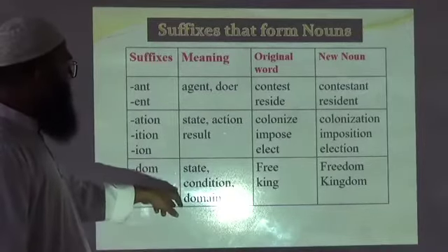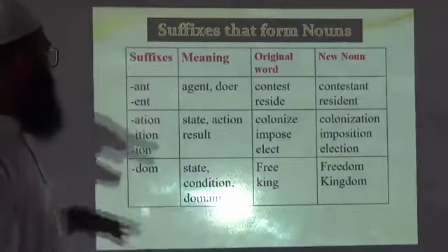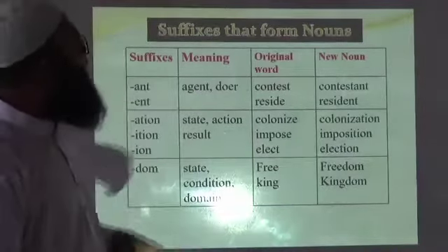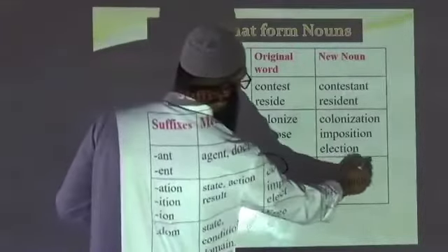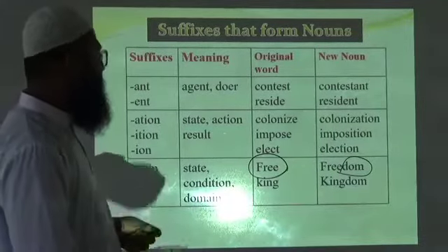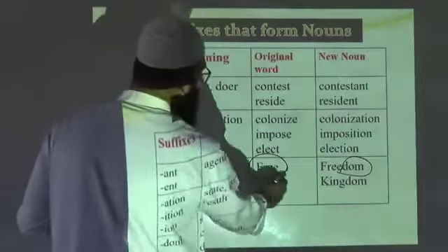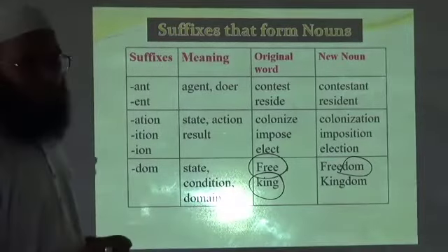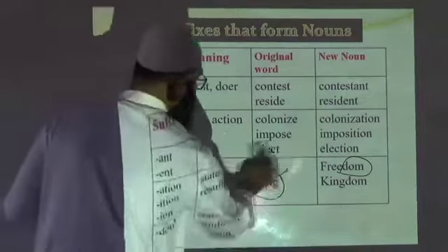DOM, that means state, condition, domain. Domain, that means রাজত্ব. State, condition, same. Free to freedom. Here, free is the base word. If I add DOM after free, that will be freedom. Freedom means স্বাধীনতা. King to kingdom. King means রাজা. But adding DOM, it has become kingdom, রাজত্ব. The area or ruling area of a king.